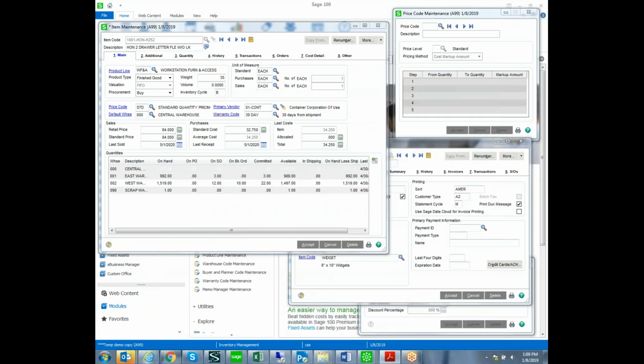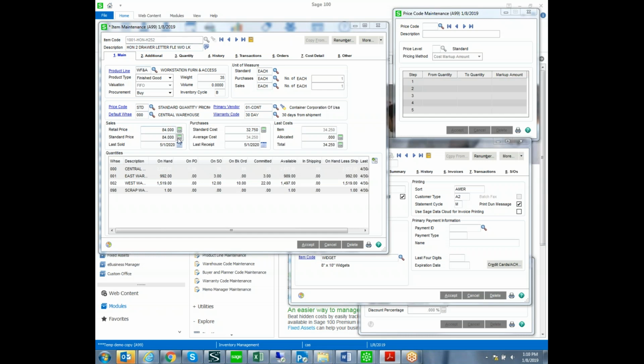So the most important thing to understand about the item price hierarchy is that the general simple item pricing is overridden by more specific levels of item pricing. So you can set it up very general or you can be very specific. So let's start out by looking at some examples.